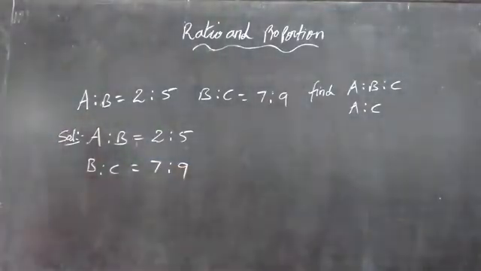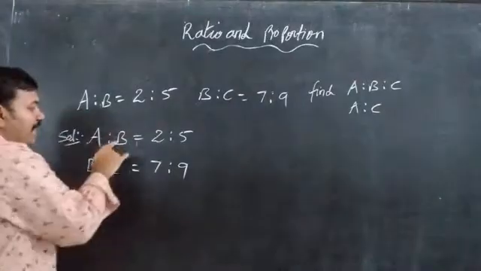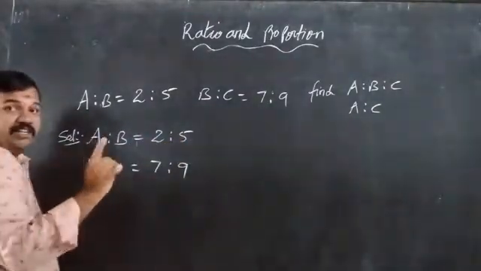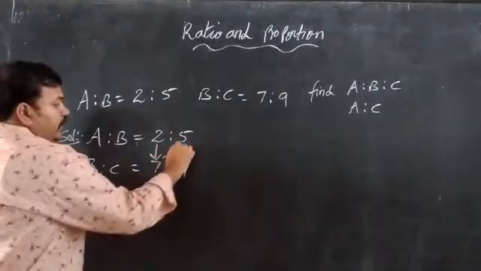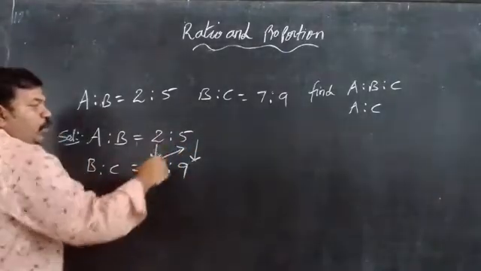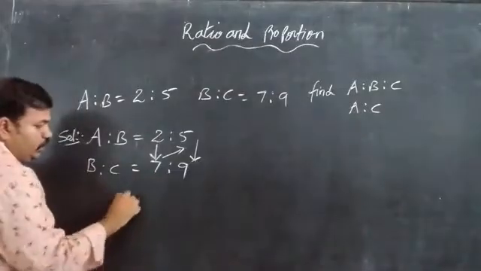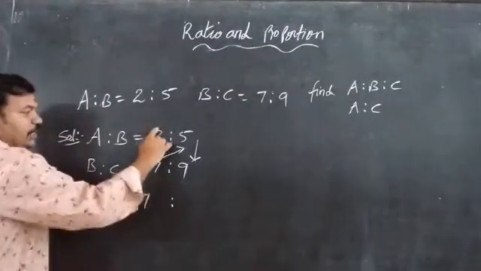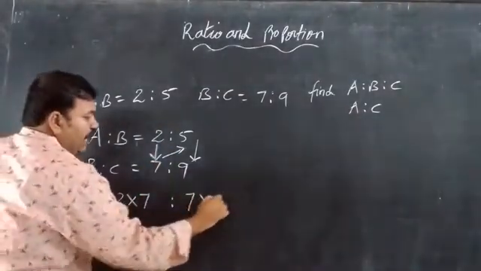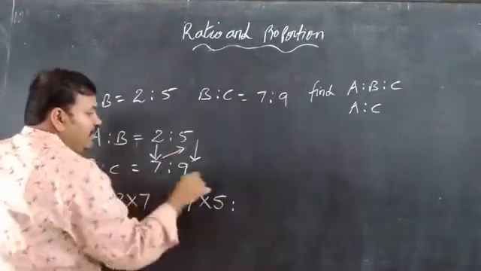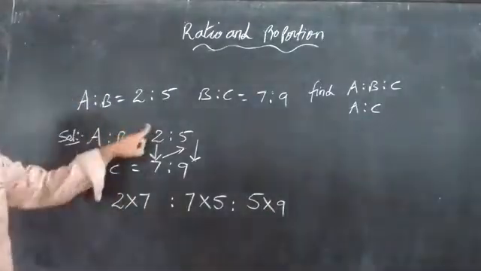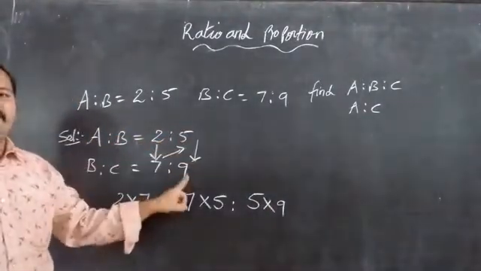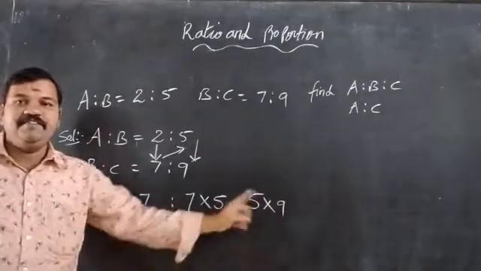Here we are using a shortcut method for this. These two values of B are not the same, so we have to make them the same using arrow marks. Keep it down arrow, cross arrow, down arrow: down, cross, down. That means 2 into 7 is one set, 7 into 5 is another one, and 5 into 9 is another one.